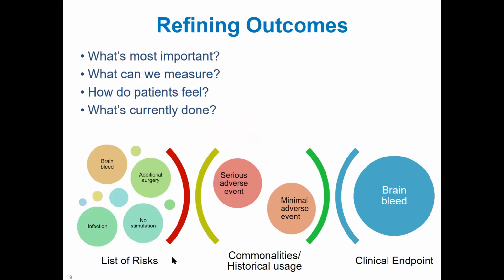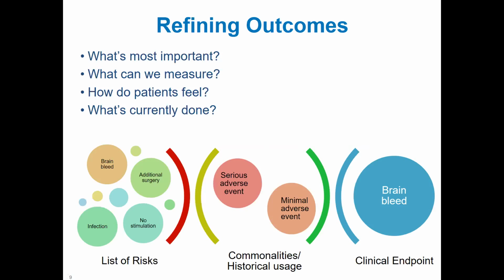So in terms of refining the outcomes, the main questions we asked were, what's most important, what can we measure, how do patients feel, and what's currently being done in the process. We had a lot of different risks that we were looking at, and this is just an example at the bottom of how we went into the refining process of taking different attributes that were similar and trying to couple those, and then looking at those different types of risks, the commonalities, and how often we were seeing those different risks in clinical trials or in the literature, and classifying those into different areas. And then ultimately leading to some clinical endpoint that was important from all stakeholders.